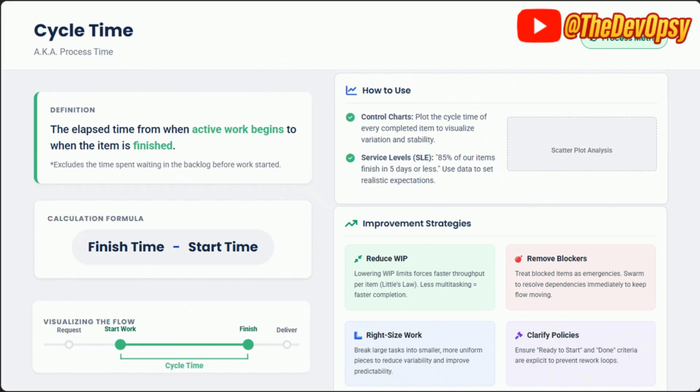Now, cycle time answers one question. Once we start work, how fast do we finish it? It's measured from start to finish. If the cycle time is high, it means there are blockers, there are dependencies, or there is unclear work. So reduce the work in progress, reduce the WIPs, remove blockers, and right size the task. So if you see from the point of time where you started the work till the time you finished it, that is called the cycle time. You still have the charts which you can use.